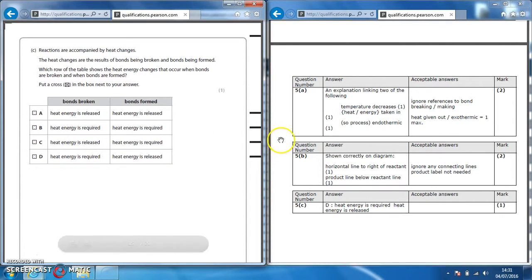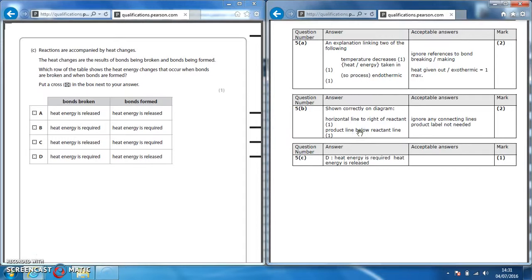Part C. This is a bit of a weird one because it's one of those where you do just need to remember this. If you go into A level, they'll give you more information about why it is like this and you get to do the calculations. But you don't want to do that now because it'll just take too long. This is a little nugget of information. Heat energy is required for breaking bonds, and heat energy is released from forming bonds. So you've got to look at D for the answer.